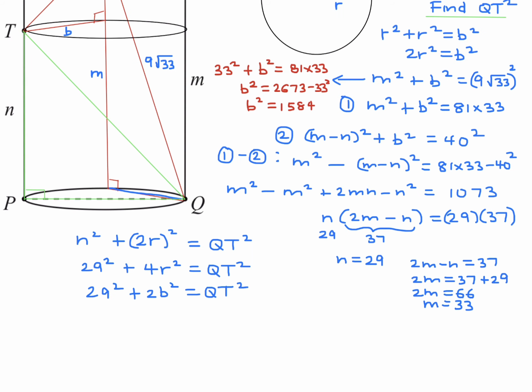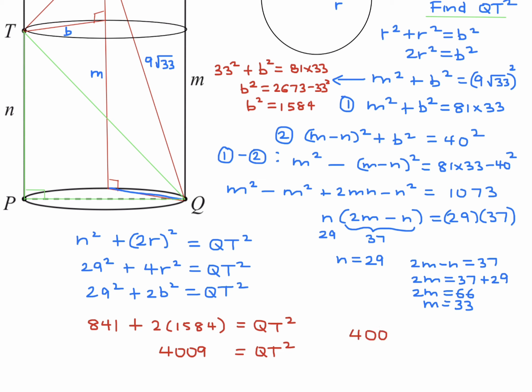Okay, great. So that means this 2b squared would be 2 times 1584. And then 29 squared, that is just 841. All right, that's it. We got it. So QT squared, when you crunch out these numbers, 841 plus 2 times 1584 is 4009. And then they're saying, when you take QT squared and divide it by 100, what is the remainder?